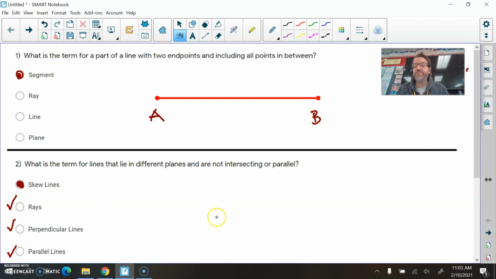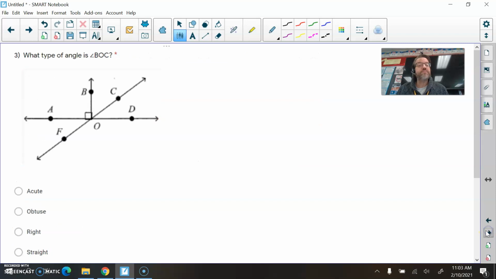Number three, what type of angle is angle BOC? It might be helpful to trace the angle. Here's B, here's O, here's C. So angle BOC, we're talking about this angle right here. What type of angle is that? Well, what I notice is it certainly is less than 90 degrees. We have a 90-degree angle over here. Angle BOC is less than that.